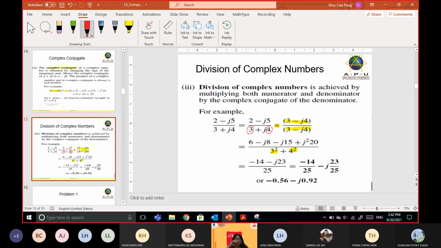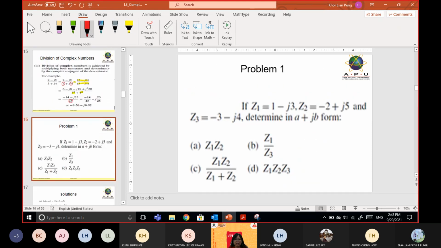Okay, so the reason we multiply by the complex conjugate is so that we don't have any imaginary part at the bottom of the fraction, right? So the number at the bottom will be a real number, okay? No more j, no more imaginary part, okay? Then this is how we do the division.